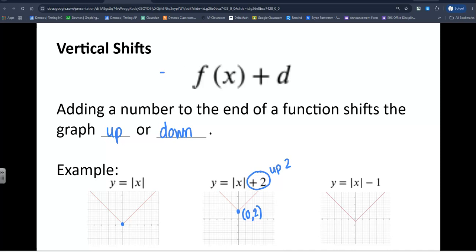So, knowing that, Uriah, what do you think it's going to do whenever we put a -1 on the end of it? Down 1. Okay, so adding or subtracting a number to the end. Notice it's on the outside of the bars, right? On the outside of the bars. That shifts the graph up or down. Okay? Questions there?